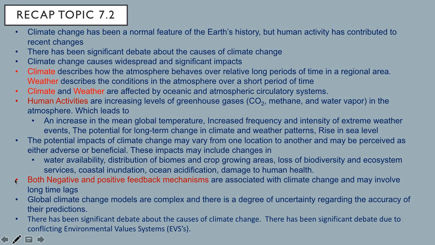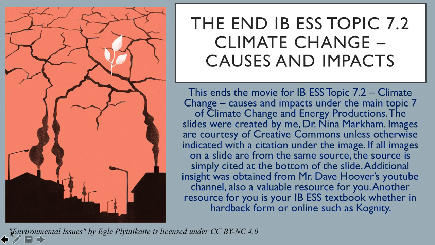Both negative and positive feedback mechanisms are associated with climate change and may in turn involve long time lags. Global climate change models are complex, and there is a degree of uncertainty regarding the accuracy of their predictions. There has been significant debate about the causes of climate change. There has been significant debate due to conflicting environmental value systems. This ends the movie for IB ESS Topic 7.2, Climate Change, Causes and Impacts, under the main Topic 7 of Climate Change and Energy Productions.